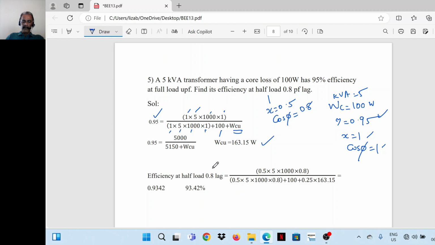So now we can find out the efficiency at half load 0.8 power factor. That is x is equal to 0.5 and cos phi is equal to 0.8. So x kVA 1000 into cos phi, x is 0.5, cos phi is 0.8, divided by x kVA 1000 cos phi plus WC plus x square into WCU. x is 0.5, so x square is 0.25. So 0.25 into 163.15. So the answer is 93.42%.